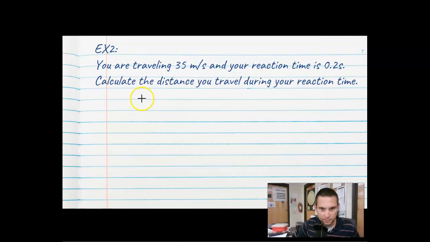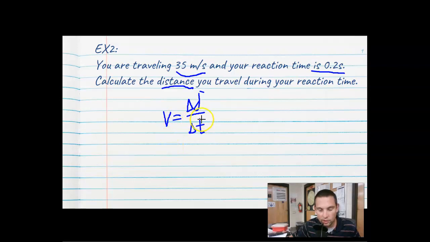All right, time for another example. You are traveling 35 meters per second. That's important. Let's underline that. Your reaction time, remember that from the beginning, is 0.2 seconds. Calculate the distance you travel during your reaction time. All right, so again, we can use this v equals delta d over delta t. And this time we're looking for distance. So we're not looking for the velocity because it's already given to us.